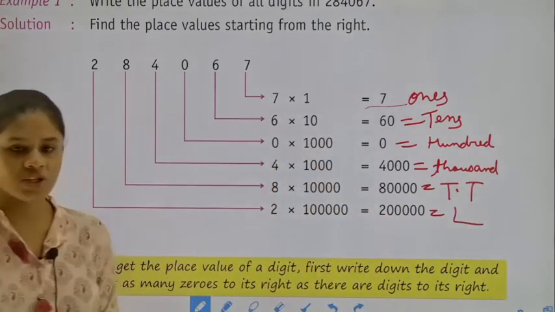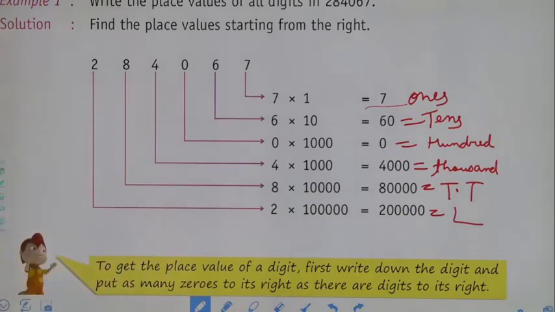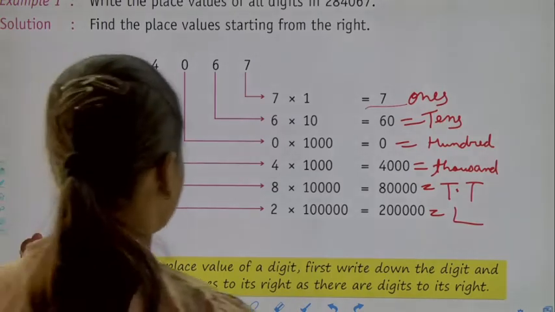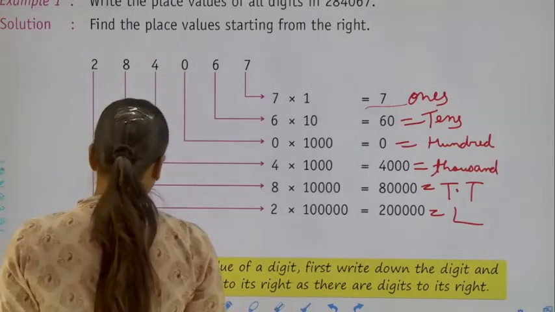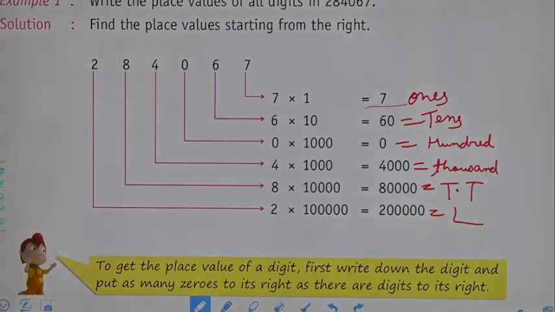So where will we always start from, students? That is from the right hand side, that is ones, tens, 100, 1000, 10,000 and lakh. To get the place value of the digit, first write down the digit and put as many zeros to its right side as there are digits to its right.